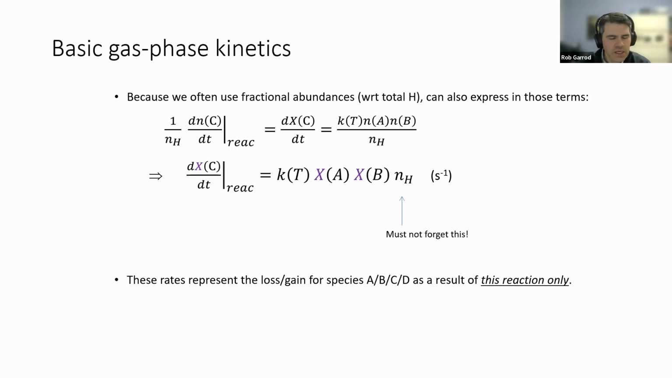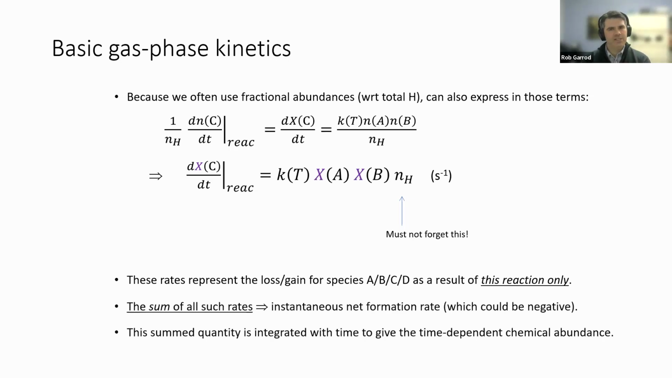All right, so this rate then, for whatever reaction it may be, represents the loss and gain rate for this selection of species just for this reaction. So for one particular reaction. If we want to set up our entire network of reactions, we have to sum up all of those rates for each individual species. So for species C, it's being formed at this rate, but it will have other reactions that can form it or reactions that can destroy it. If we add up all of those rates together, we'll get a net formation rate, which could actually be negative because it's gradually reducing the abundance of that species. That will be the quantity that ultimately we're going to integrate. So that's our total formation or destruction rate, and that's going to lead us to the time-dependent chemical abundance.